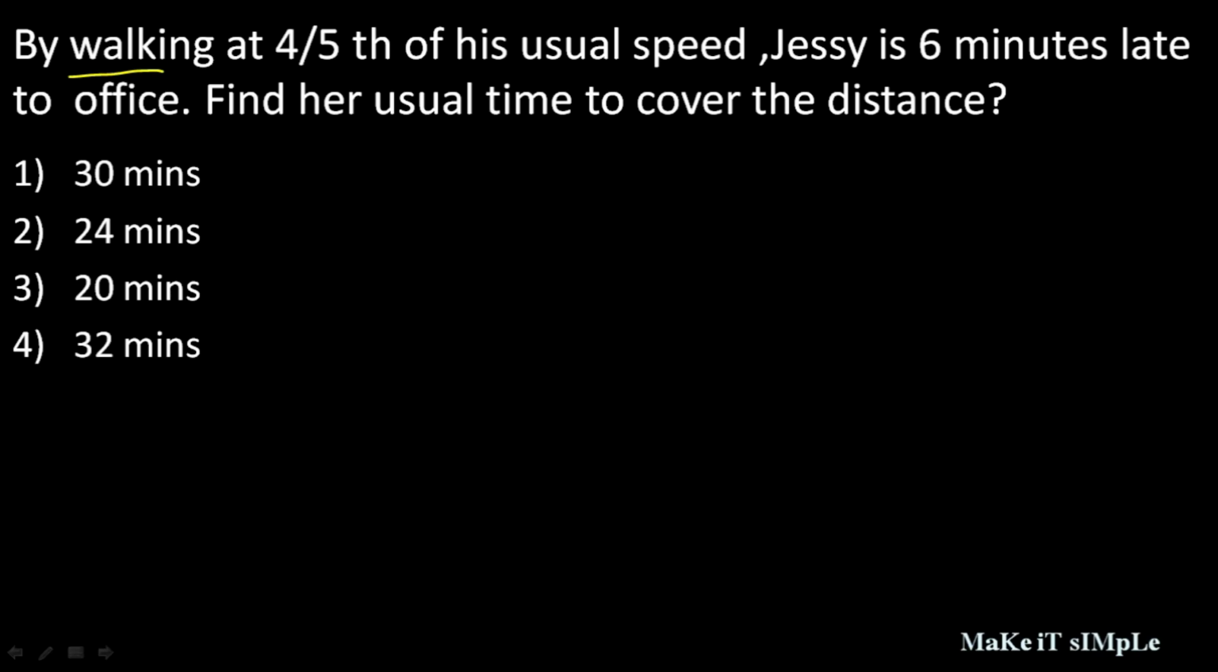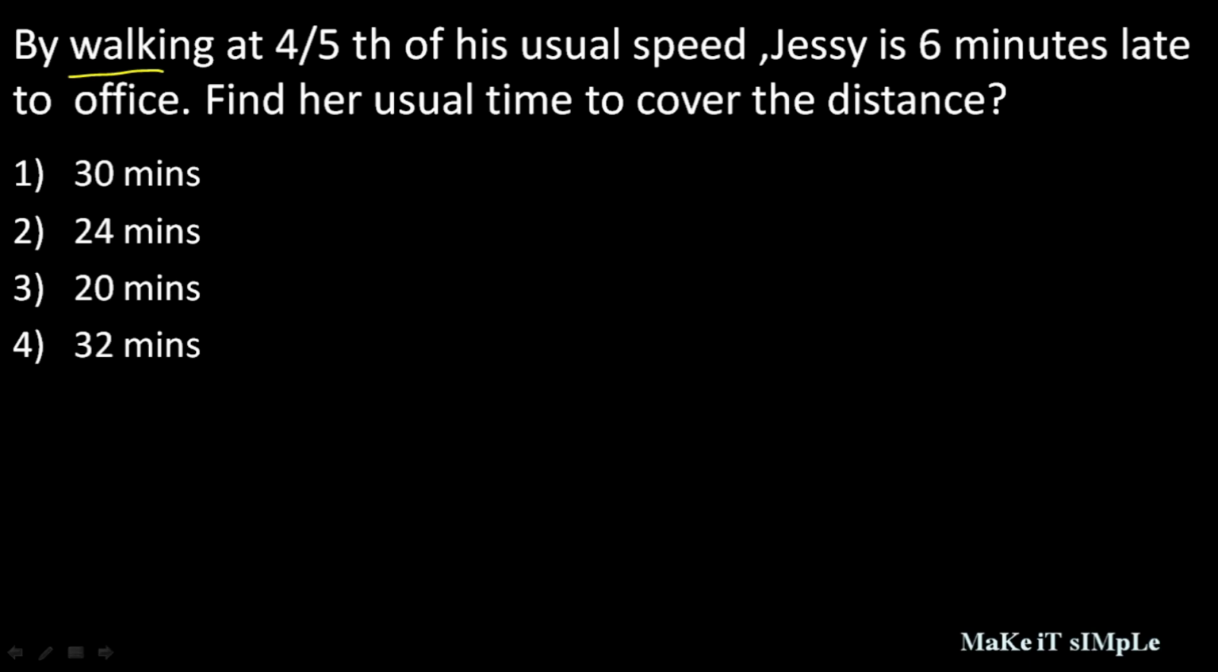By walking at 4/5th of his usual speed, Jesse is 6 minutes late to office. Find her usual time to cover the distance. On reading the question, it is very clear that the distance remains the same, and the speed and the time change according to the change in the speed.